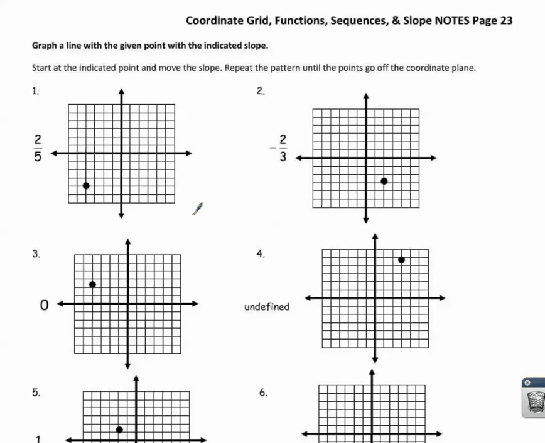One letter that represents slope is M. So M equals 2/5. M equals slope.